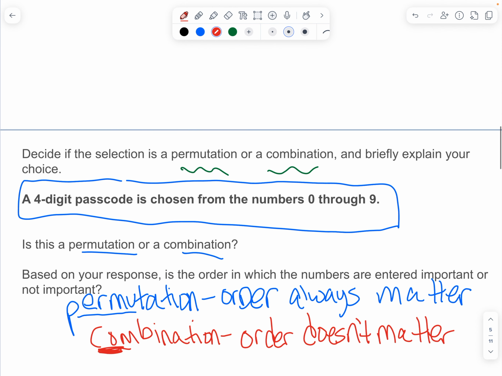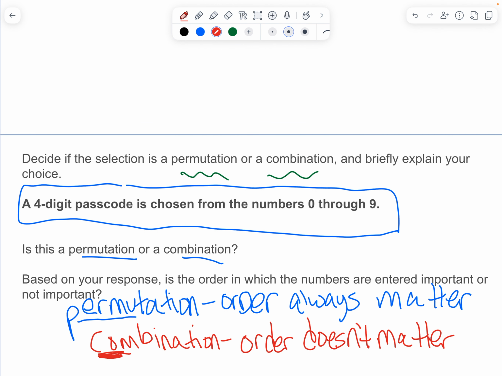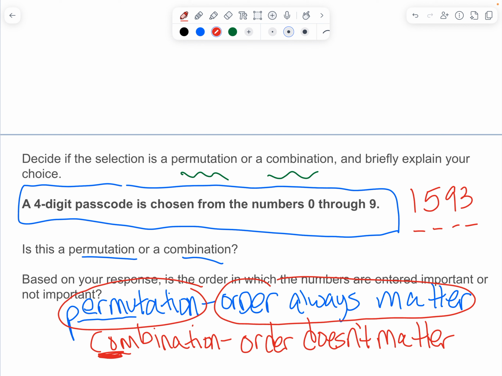Okay, so the question is, a 4-digit passcode is chosen from the numbers 0 to 9. So I have an alarm system on my house, and let's just say the code for my alarm was 1593. Okay, that's a 4-digit passcode. And it does matter how I type those numbers into my alarm system. 1593 is not the same as 1935 or 9531. So for me, when you type a passcode in, the order is going to matter. Okay, so that makes this a permutation. So that's where the order actually matters.